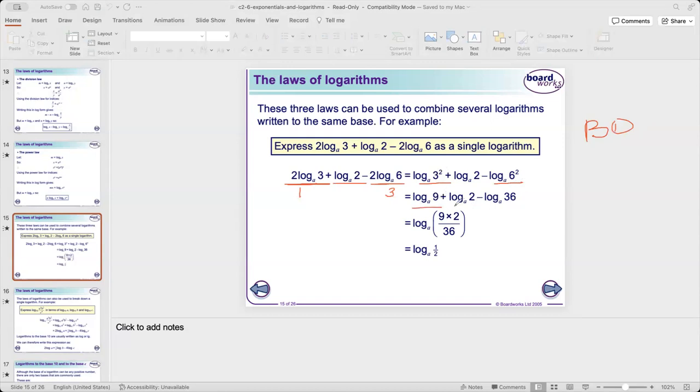So you have this. Then the next point is that you know that 9 times 2 is 18. I told you earlier that addition means multiplication. So you multiply them together and divide by this. So 9 times 2 is 18 divided by 36. That's going to be 0.5.